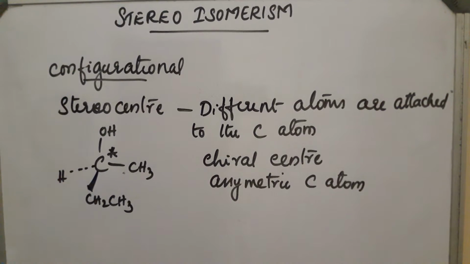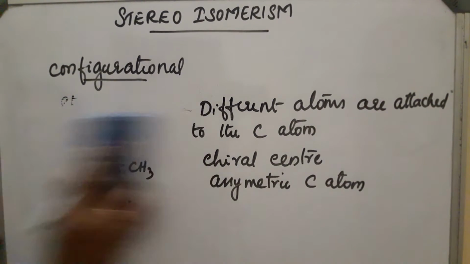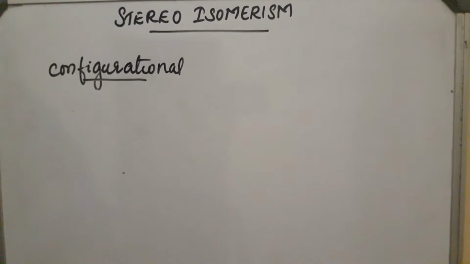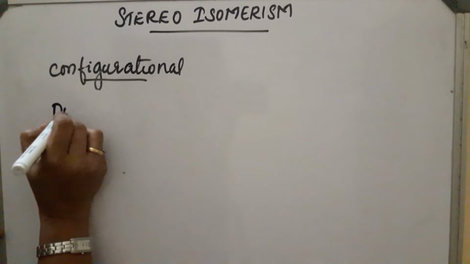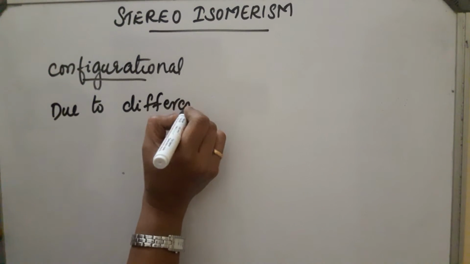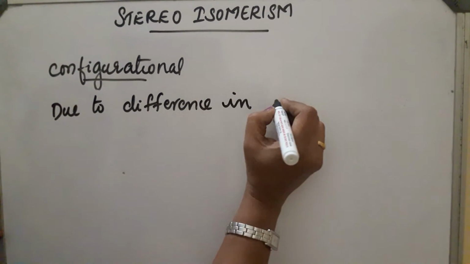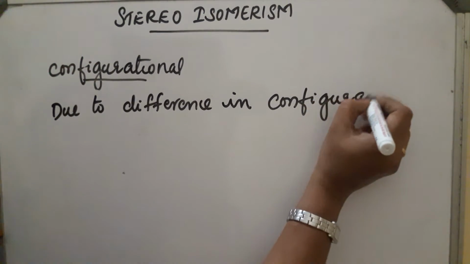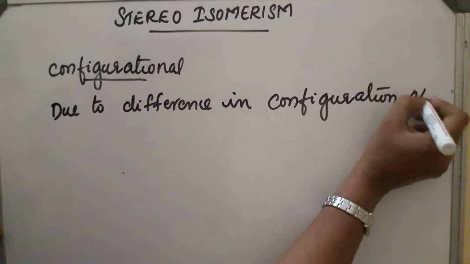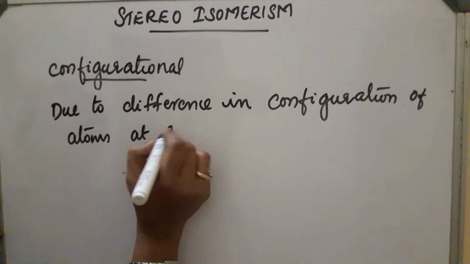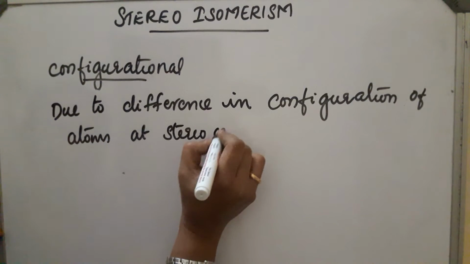Now, what is configurational isomerism? Configurational isomerism arises due to the difference in the configuration of atoms at the stereocenter. So there must be a stereocenter.